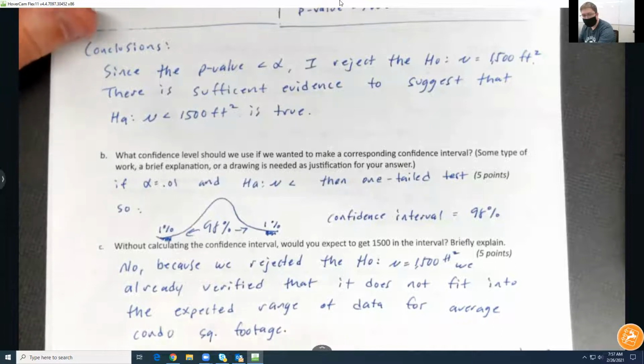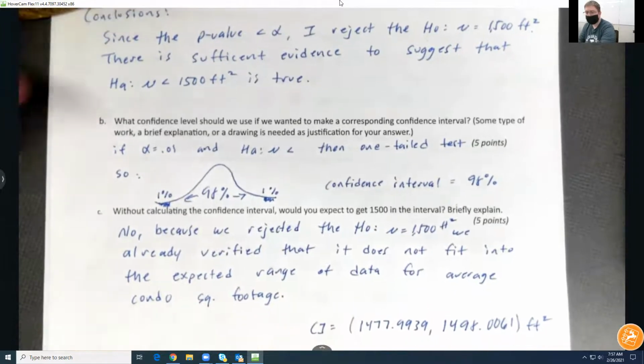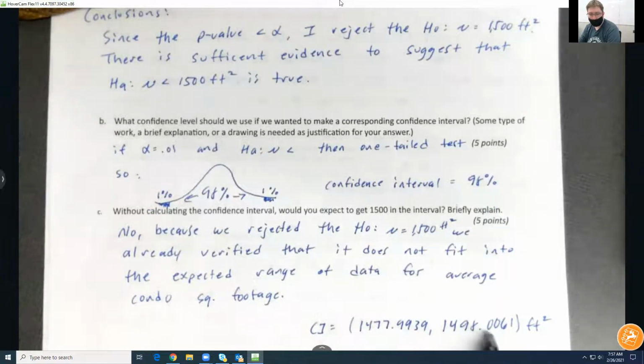If you're curious what the actual confidence interval is, you can write it down. There it is right there. So based on our sample of, what do we get, 1,488 feet squared, we would expect all of the condos 98% of the time to be between here and here. And 1,500 is where? Just outside of this. So adios, amigo. We throw it out and we accept that the alternative is true. What is the alternative? That the square footage is actually less than 1,500.